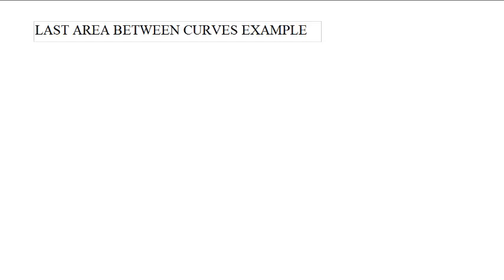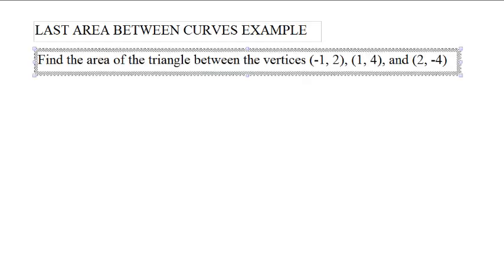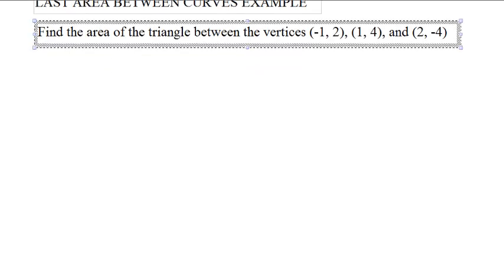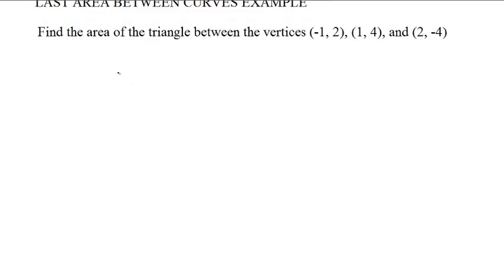Here is one last slightly different example of area between curves. Suppose we are asked to find the area of the triangle with vertices (-1, 2), (1, 4), and (2, -4). If we graph this, we will see what? We have to go as far up and down as -4.